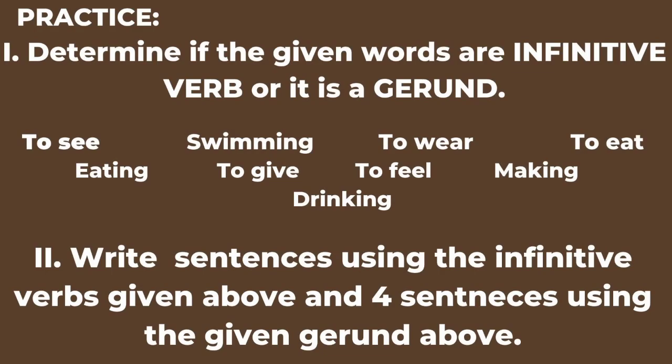So here is a practice activity. The first thing to do is determine if the given words are infinitive verbs or gerunds. Then next, given the words above, write 5 sentences using the infinitive verbs given above and 4 sentences using the given gerunds above. That practice activity will test whether you really understand the topic, which is the infinitive verb versus the gerund as noun.